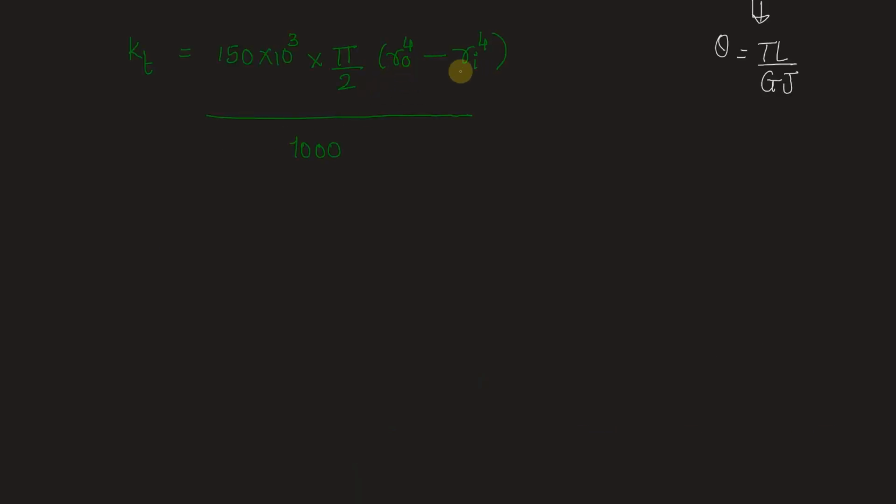Substituting the values, we have 150 into 10 to the power 3 and 1000 gets cancelled, and 150 by 2 becomes 75. So we have 75 pi into R naught to the power 4, that is 20 to the power 4, minus Ri, that is 10 mm, to the power 4. Kt is equal to, it is easier to substitute this value directly in the digital calculator. This will be calculated to 35.343 into 10 to the power 6.